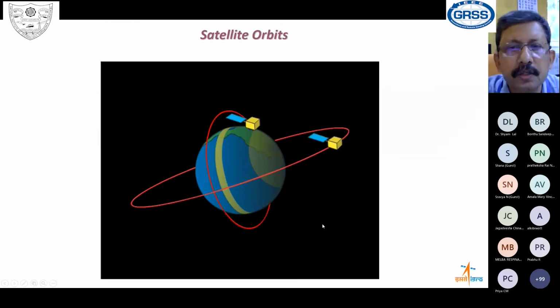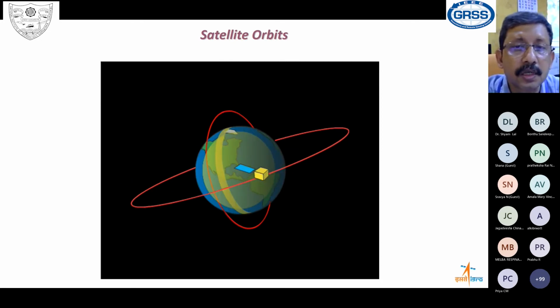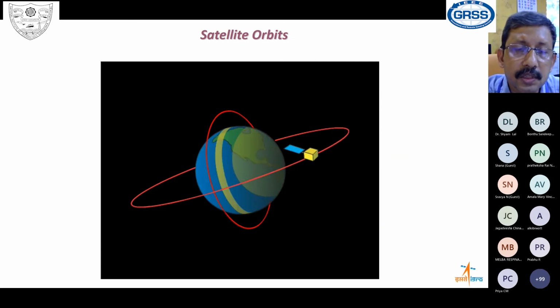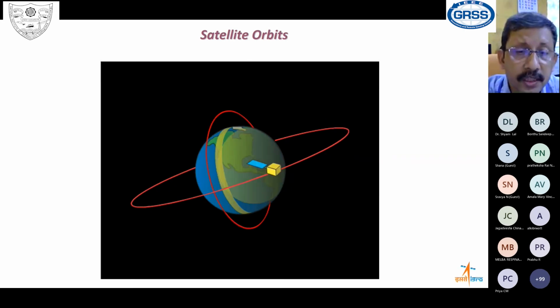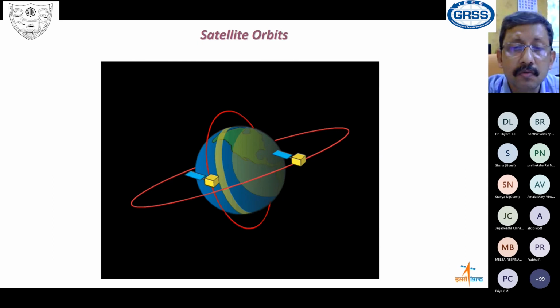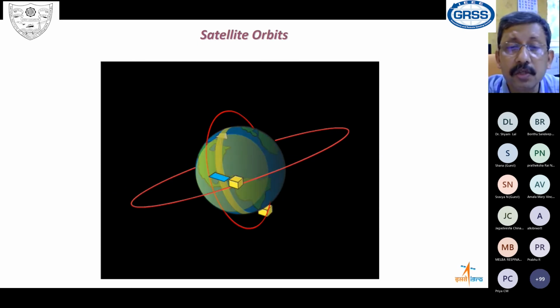When we talk about satellite orbits, there are two types of satellites. One is the geostationary Earth observation satellite, and the other is the polar sun synchronous satellite. So the geostationary Earth observation satellite is at a height of 36,000 kilometers above Earth, and its revolution around the Earth is synchronized with the rotation of the Earth.